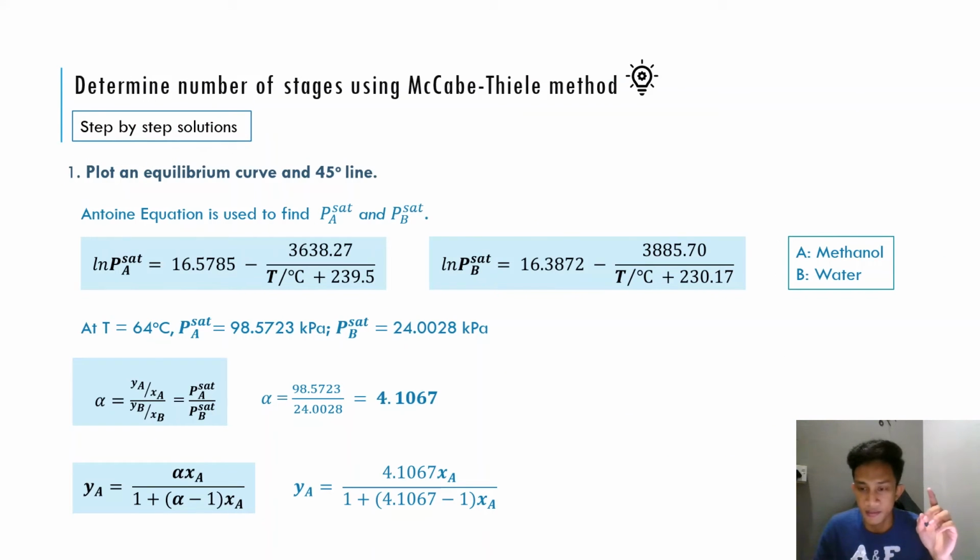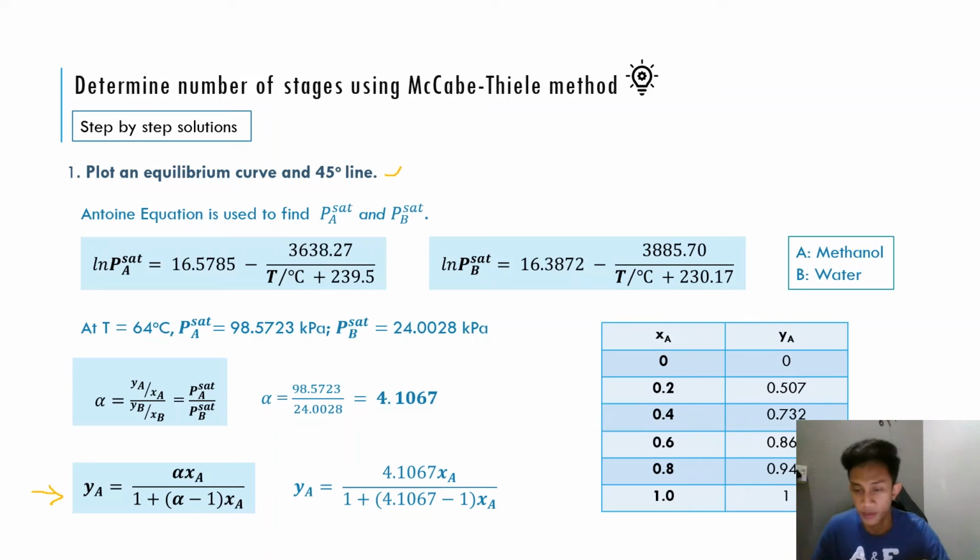After that, the first things we need in the graph are the 45-degree line and also the equilibrium curve. After we plot the 45-degree line, we need some data for the equilibrium curve, and by using this formula over here, we will have all this data after all the calculation is done. And this is the data we need to plot the equilibrium curve.